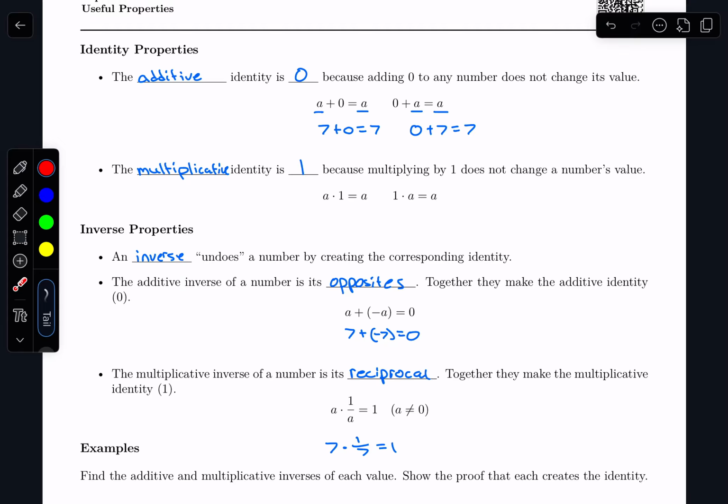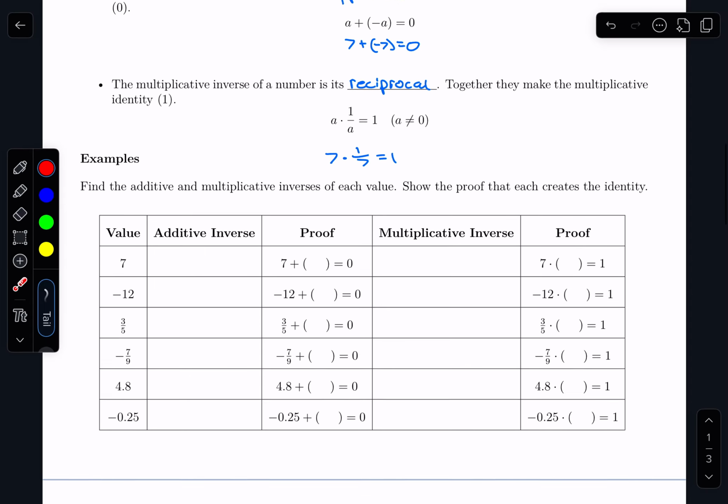But technically, all we are doing for this multiplicative inverse is dividing. But because it's a multiplicative inverse, we can't really say division, right? So we're going to call it multiplicative inverse, and that is the reciprocal. So a couple examples down here.